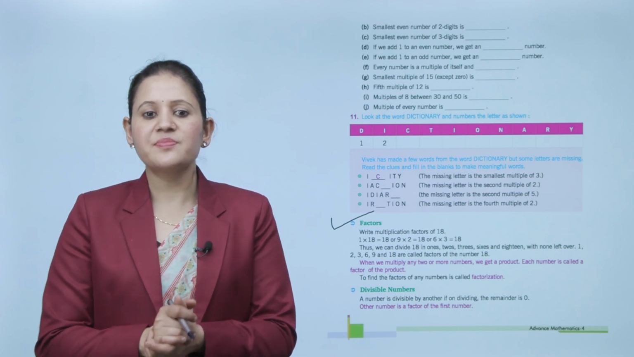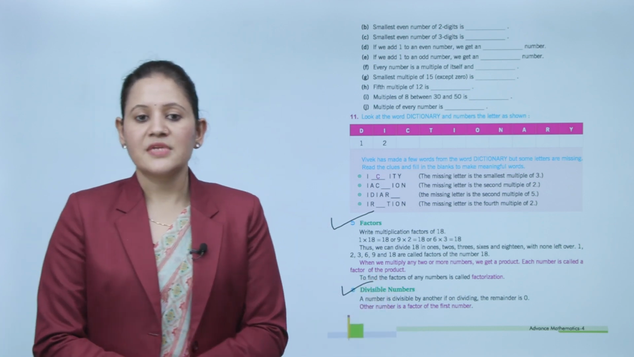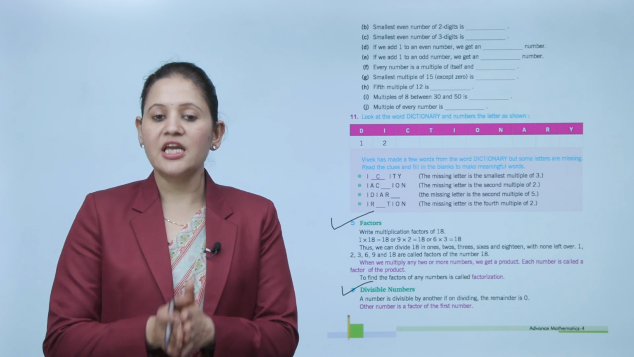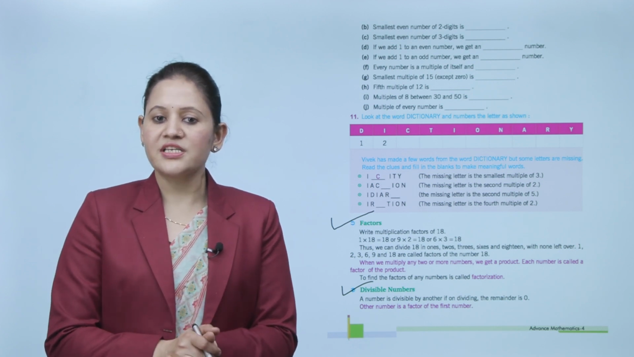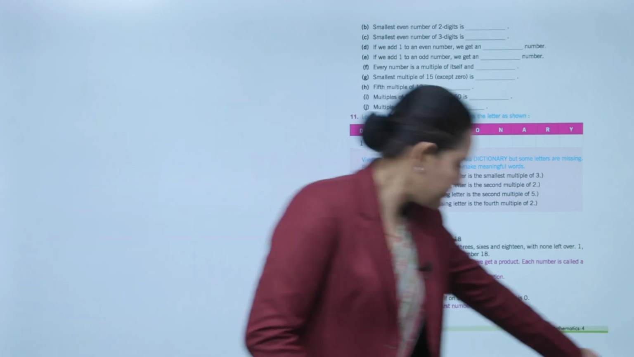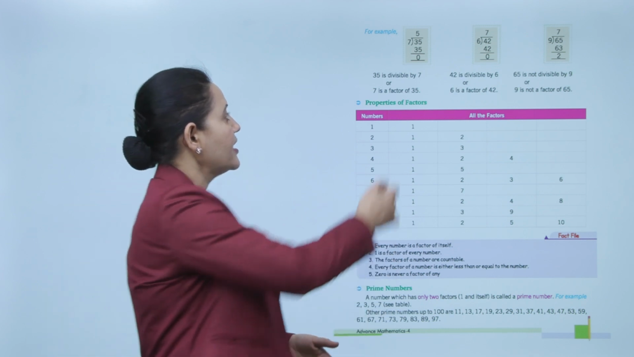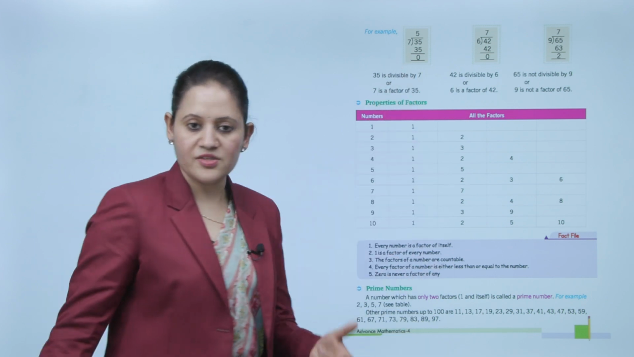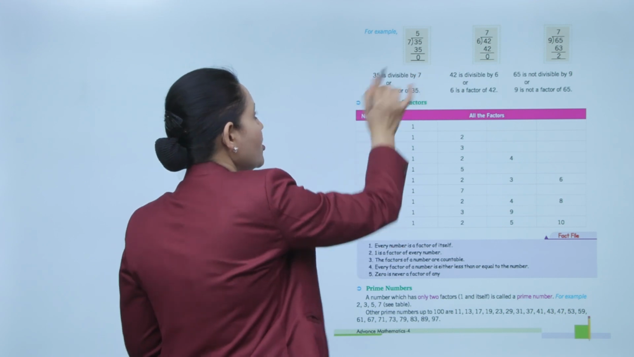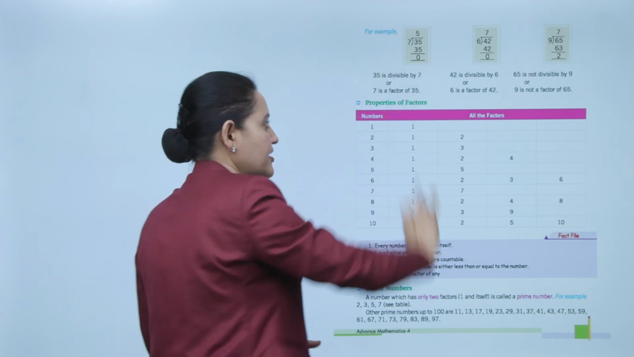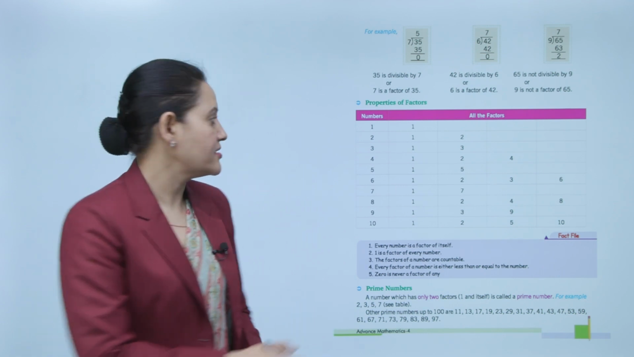Next is divisible numbers. A number is divisible by another if on dividing the remainder is 0. The other number is a factor of the first number. For example, 35 divided by 7. So it divides 5 times and the remainder is 0. So 7 is a factor of 35. Clear?